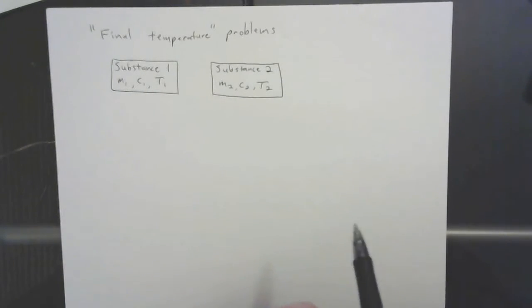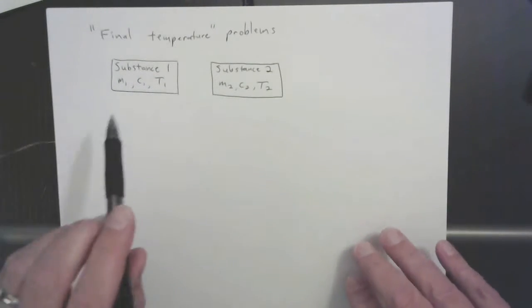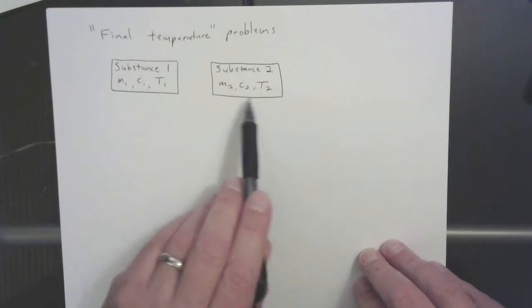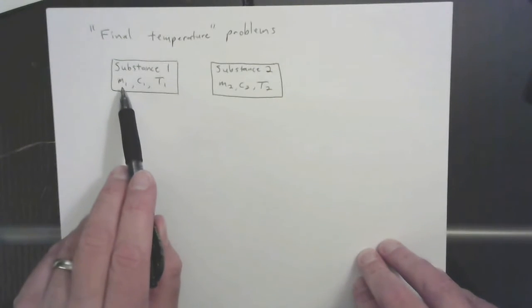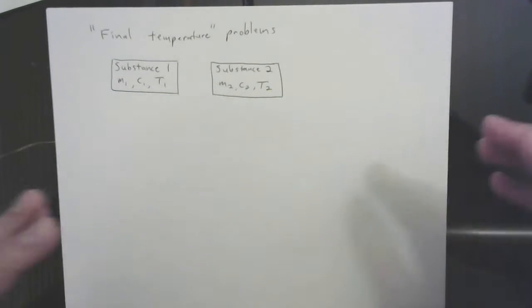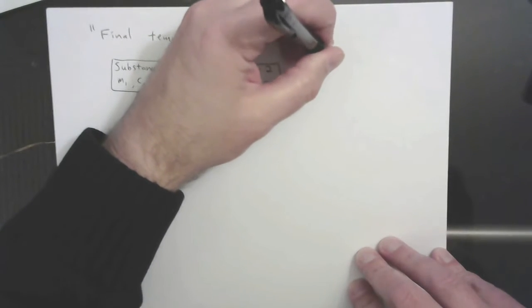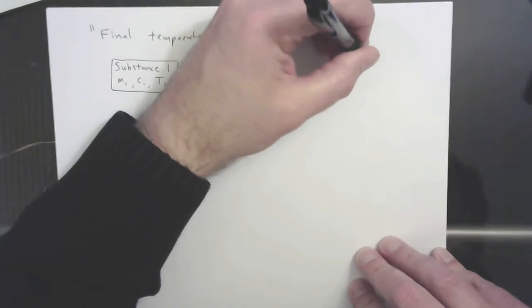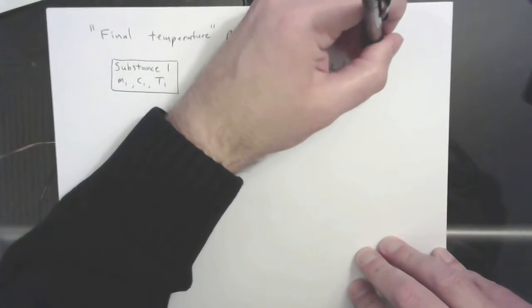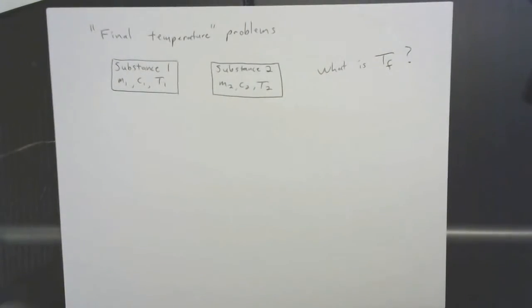Okay, so let's do this really general. We might have a pot and water, or any two things. The idea is that they're different temperatures, T1, T2. They're different masses, probably M1, M2. They've got different specific heats, C1, C2, and then you bring them together into thermal contact. And so the question is, what is the final temperature? Let's give that a symbol of T sub F. So that's the problem statement.